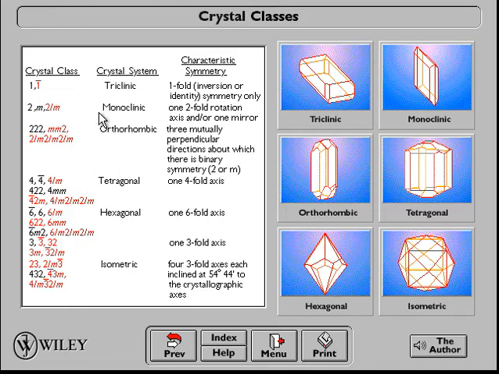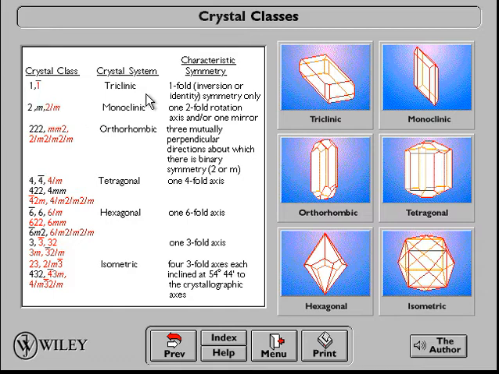So then we have the crystal system, triclinic, and the characteristic symmetry is one-fold, inversion or identity symmetry only. So we have the crystal class 1 or 1 over.